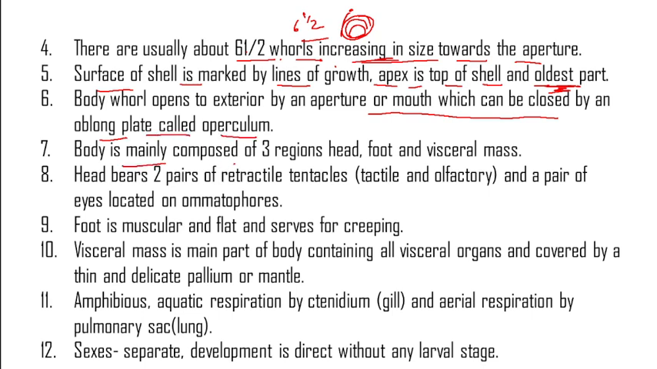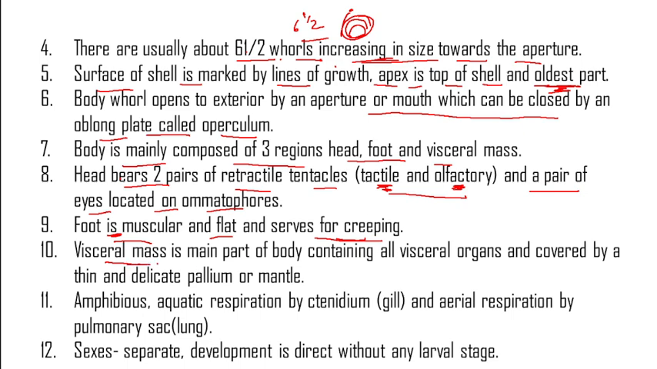Body is mainly composed of three regions: head, foot and visceral mass. Head bears two pairs of retractile tentacles, tactile and olfactory in function. Tactile मतलब टच के सेंस को परसीव करते हैं और olfactory मतलब स्मेल को परसीव करते हैं. And a pair of eyes located on ommatophores. Foot is muscular and flat and serves for creeping. फुट जो है वो उसको चलने में हेल्प करता है, धीरे धीरे जो वो मूव करता है उसमें हेल्प करता है.